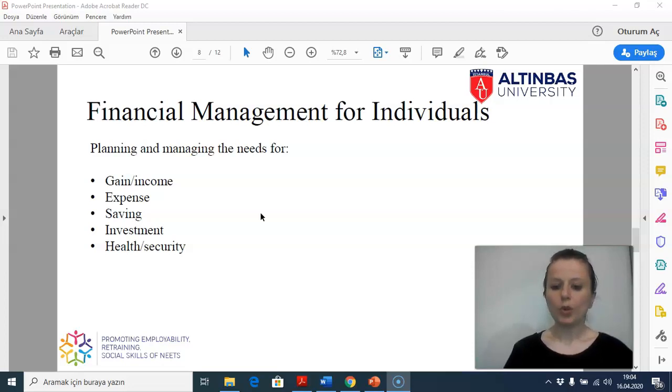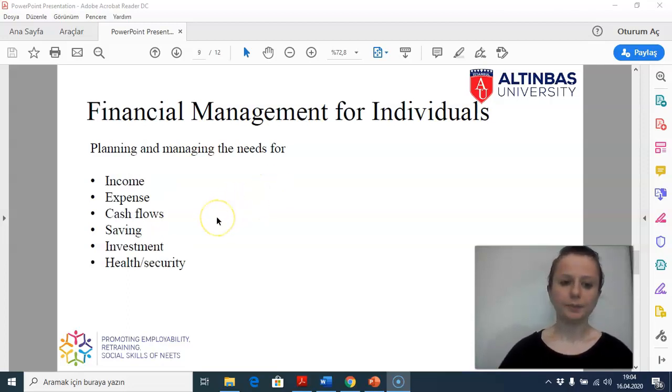And we will also be talking about the spending, so the expenses that we have. Also, we need some saving, investment, health, and security. If you look at these bullets, simply this is how we will be splitting the outstanding cash that we have for some different objectives.